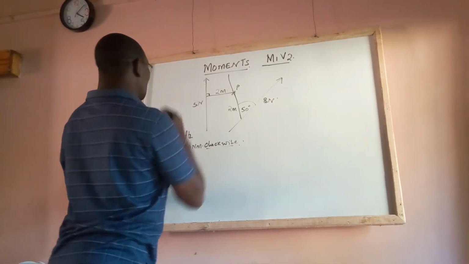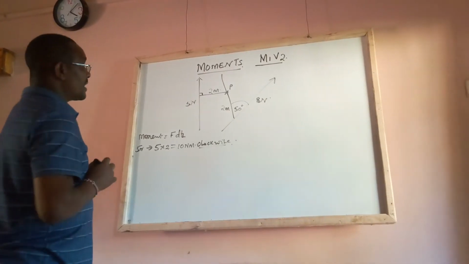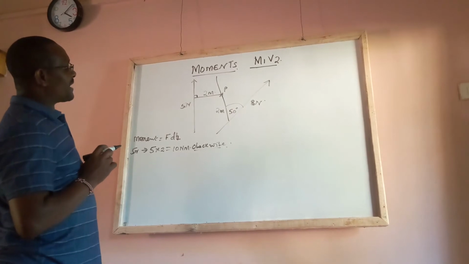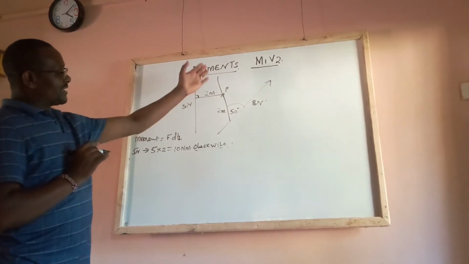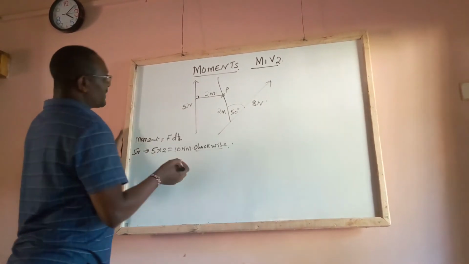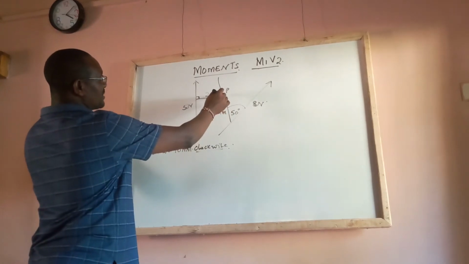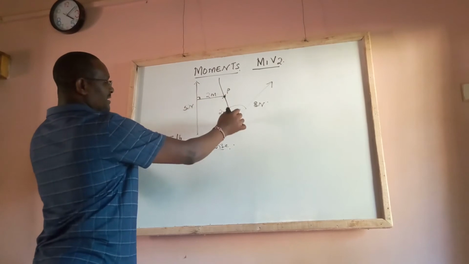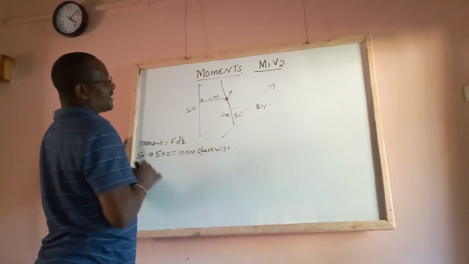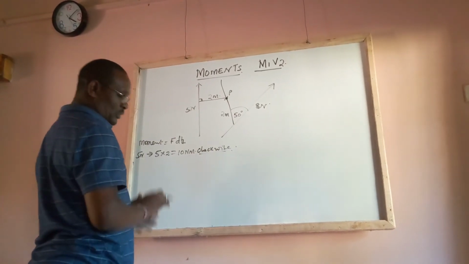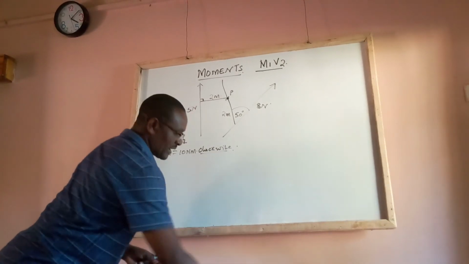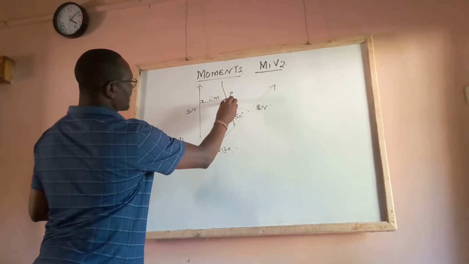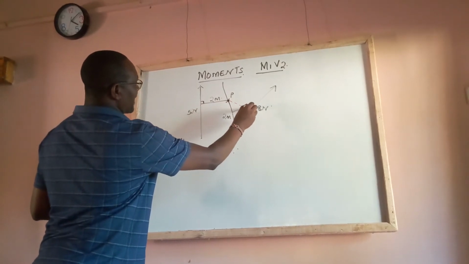What about the moment about P, which is realized after applying 8 newtons in that direction? You can see very clearly that the line between the point joining the rotation point to the force, they are not perpendicular, and therefore we must look for the perpendicular line. And this perpendicular line is obviously going to be constructed that way.